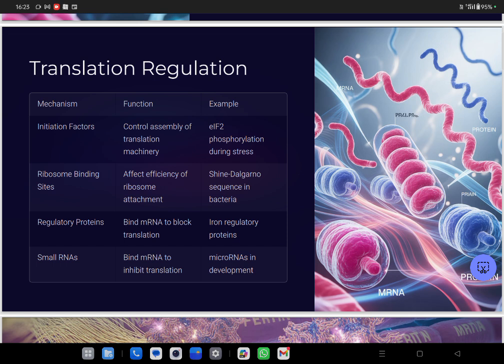Then you have the regulatory proteins. They bind mRNA to block translation. Some regulatory proteins bind to the mRNA, and so the ribosome cannot bind. Example, iron regulatory proteins. Then you have small RNAs. They bind to mRNA to inhibit translation. MicroRNAs, which are very important.